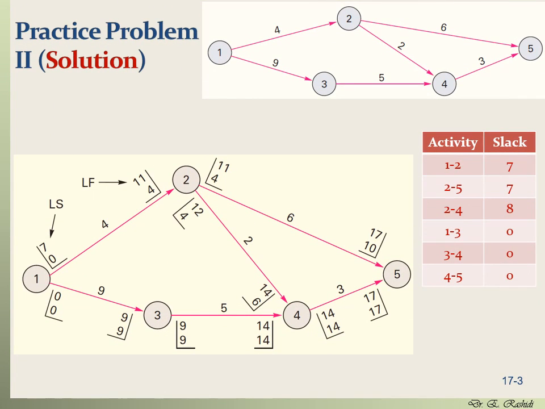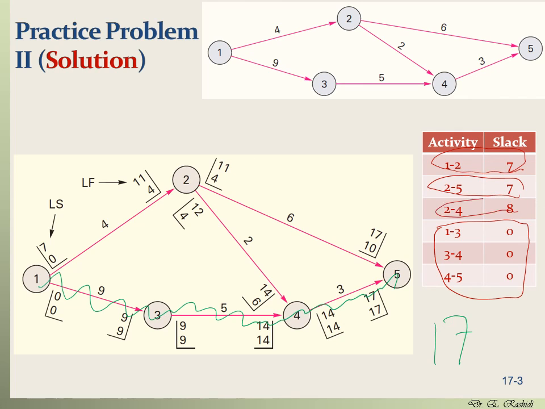This is a printout, typed out version of the final solution. So as you can see here, we have computed all the early start, late start, early finish, and late finish here, and also the slacks for all the activities that we have. And as you can see here, the slacks for the critical activities are 0 because the critical path is 1 to 3, 3 to 4, 4 to 5, and the length of the project is 17. So this means that actually we can delay the activity 1 to 2 individually by 7, 2 to 5 by 7, 2 to 4 by 8.